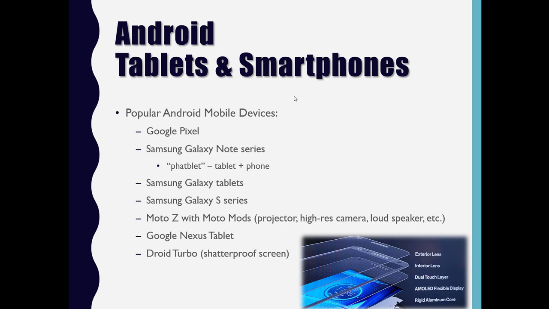Some of the Android tablets and smartphones include the Google Pixel and the Samsung Galaxy Note series, because the Note is such a big phone. If you notice, back in the day, phones were really big, even the car phones. Then they got really small, and everybody thought, oh, eventually I'm just going to carry around something the size of a dime, and it's going to be my phone. No, they went back to being big, but just touchscreen. So the Samsung Galaxy Note is more like a phablet.